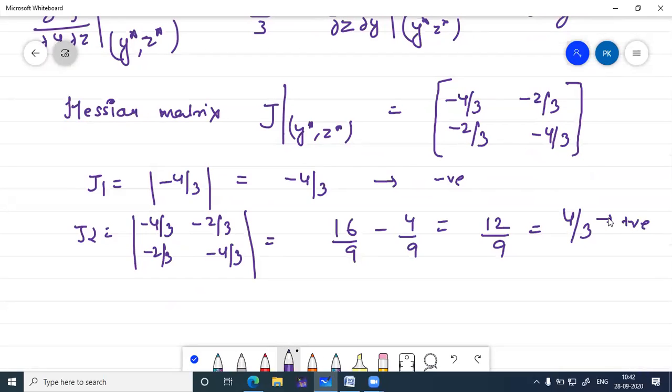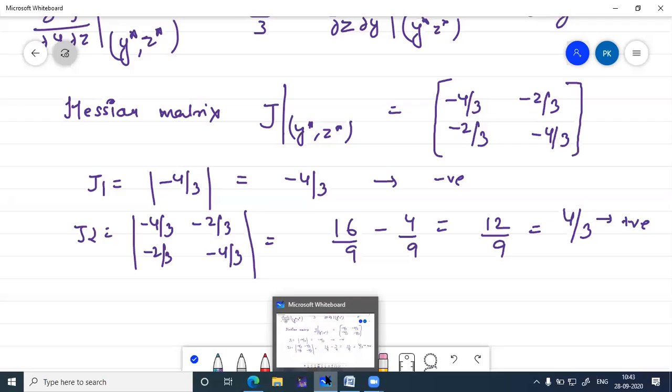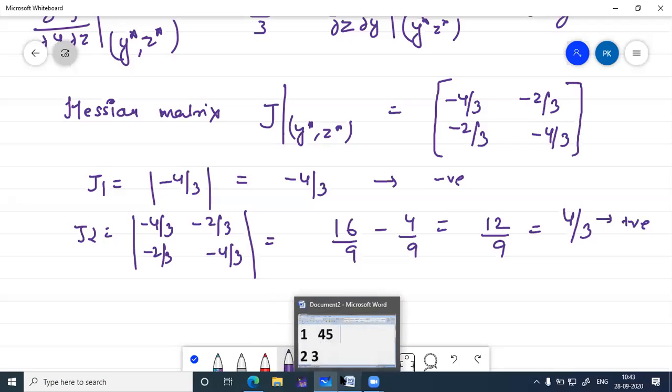So you see that J1 is negative and this is positive, right? So which type of matrix is this? How is our Hessian matrix here? Is it positive definite or negative definite? Tell me, is it positive definite or negative definite? You studied the conditions in the last lecture. Am I audible to you?